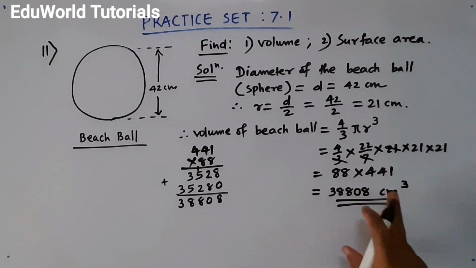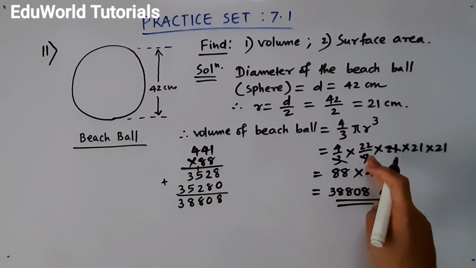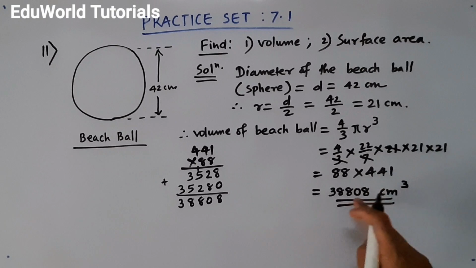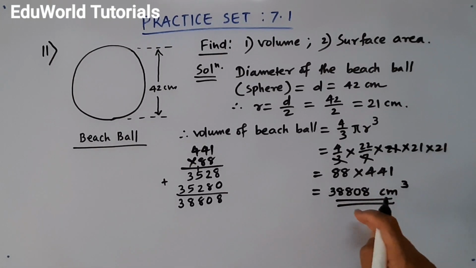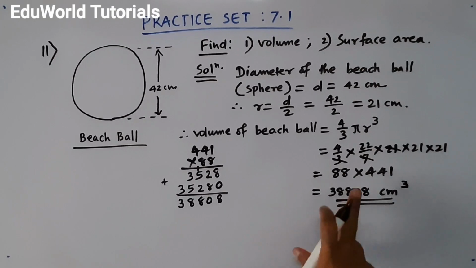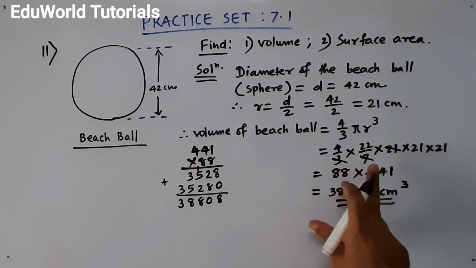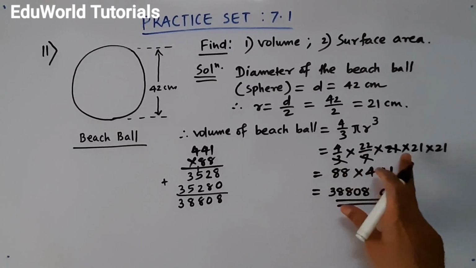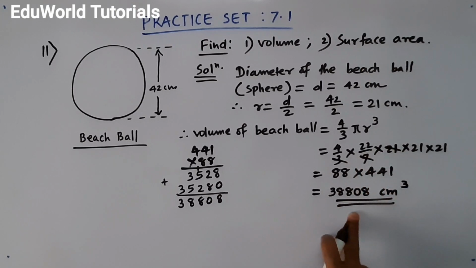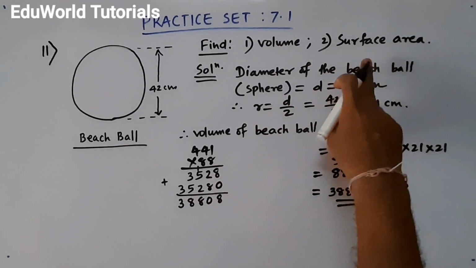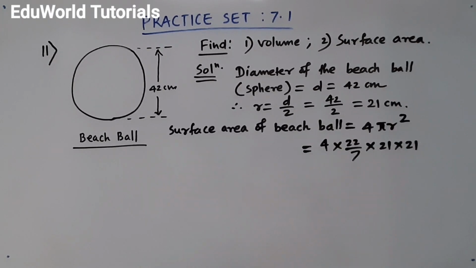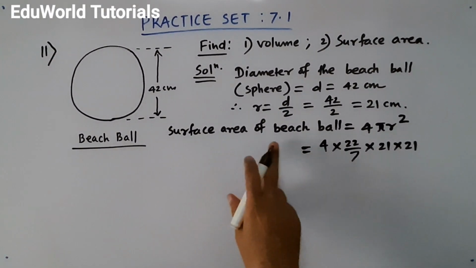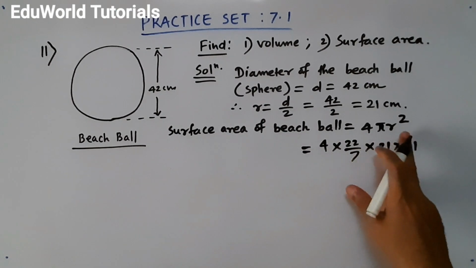38808 centimeter cube. If you have kept the value 3.14, your answer would be slightly different, okay, and it will be an answer in decimal number. But because we have cancelled this 3 7s are 21 with this 21, because the radius is 21, we got this answer. After getting volume, we have to find the surface area. Now, what is the formula of surface area of the sphere? Surface area of beach ball is 4 pi r square.